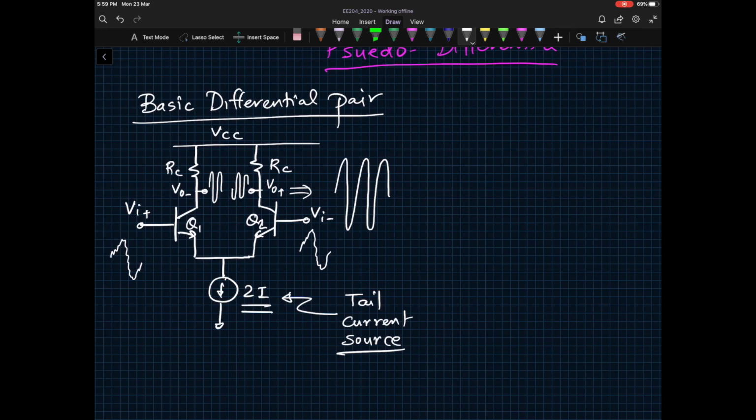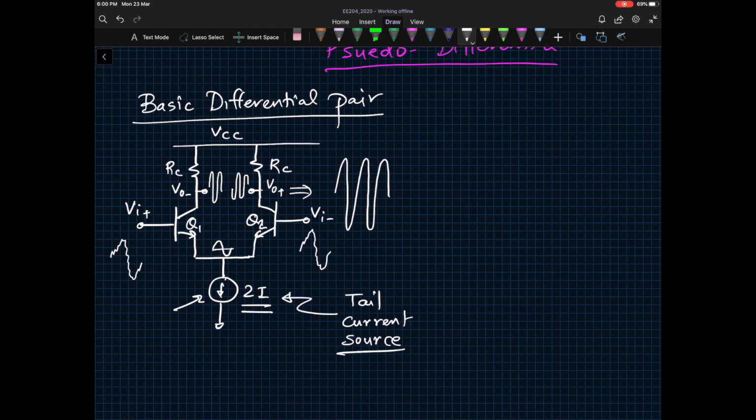What you see here is the common mode signal will move both the bases up and down, and along with that you would see the tail current source node also move up and down with the same waveform. However, that will not change anything since this is a constant current source. It will not change any current flowing through the output load resistors RC, as a result of which you will see that the common mode signal is rejected and only the differential signal is magnified.